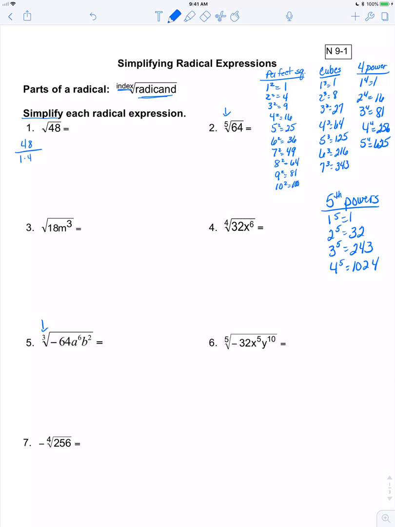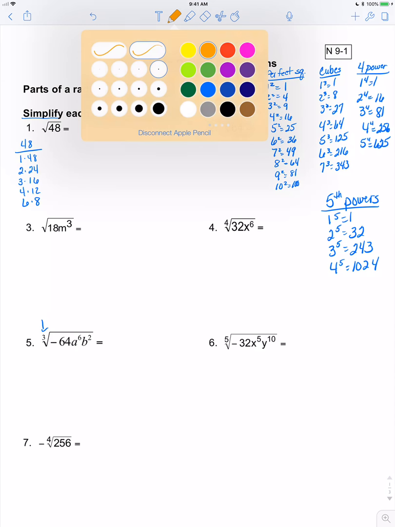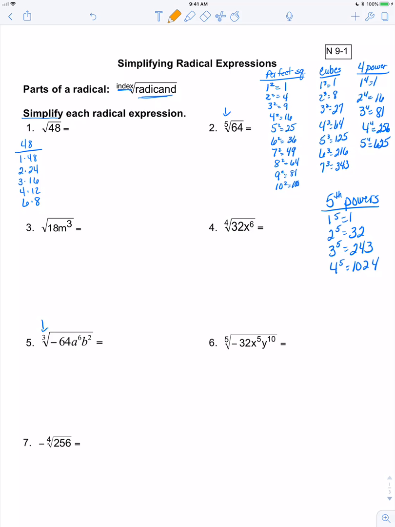So we have 1 times 48, 2 times 24, 3 times 16, 4 times 12, and what else? 6 times 8. Okay, well, looking at our perfect squares over here in our column, we see that 16 is a perfect square. So we can rewrite that square root of 48 as the square root of 16 times the square root of 3. Well, we know the square root of 16 is 4. So that leaves us with 4 square roots of 3. And that is simplified.